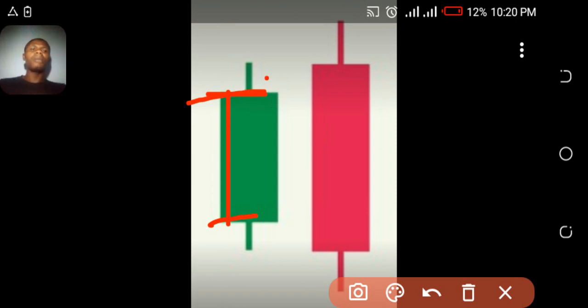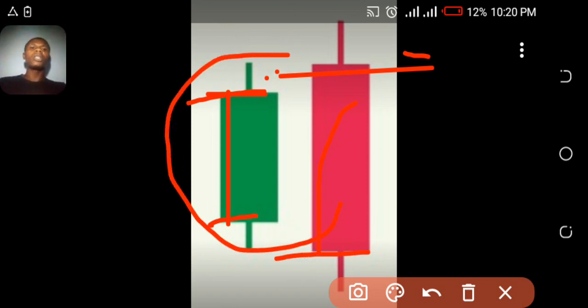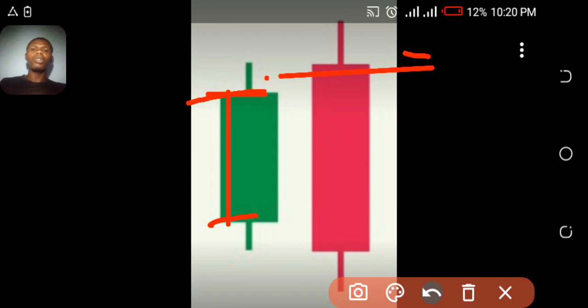The selling pressure stepped in here, opened price here and took price to the downside, closing here, which closed below this entire bullish candle. This simply means that the sellers are actually in charge. Now we should be looking for sales opportunities.